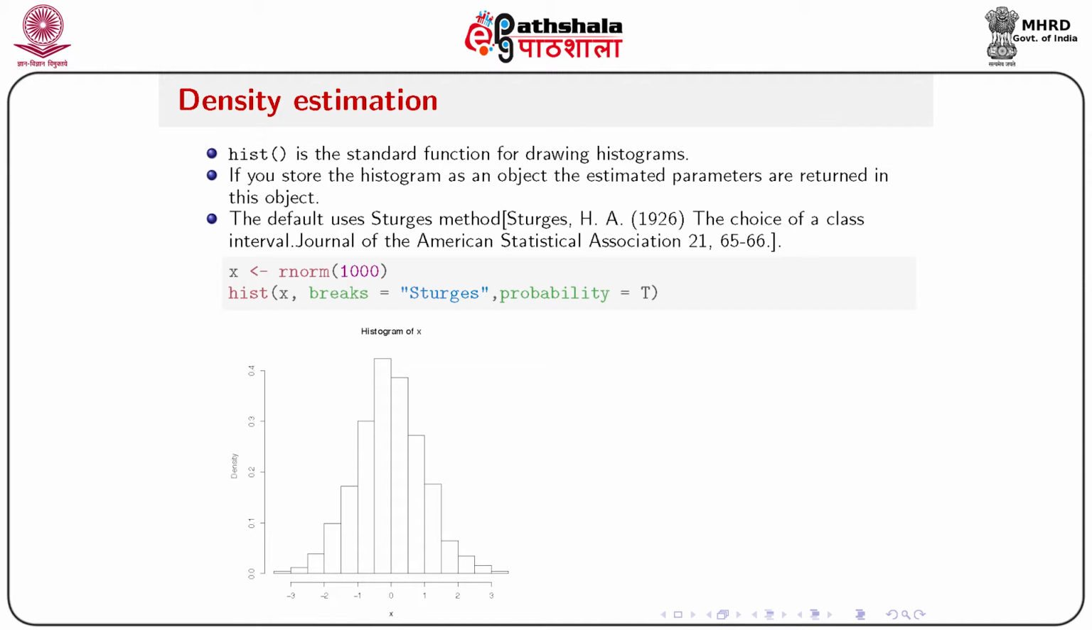To draw a histogram, there are different methods. The default method is Sturges. Suppose x is generated from a normal distribution, this is simulated data, and you pass x with breaks equals Sturges and probability equals TRUE. The density estimation would be based on the Sturges technique. This is Sturges, 1926, The choice of a class interval, Journal of the American Statistical Association.